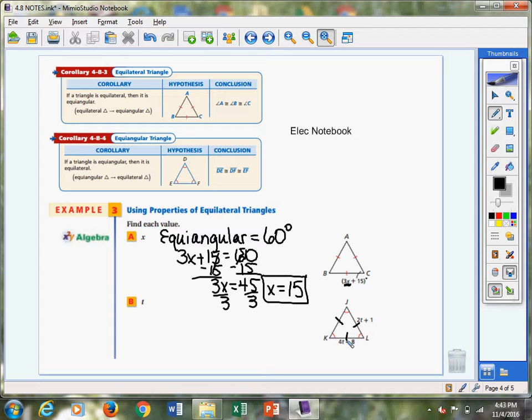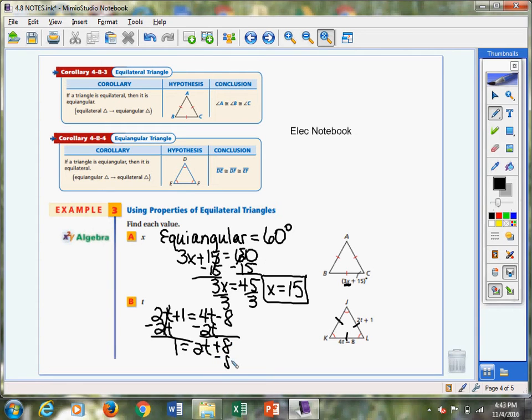That means I can set JL, which is 2t plus 1, equal to KL, which is 4t minus 8. That's what that means. I can use that other corollary and go, hey, that means the sides are equal. So I can set the sides equal to each other. And then I can actually go about solving it. So that's the beauty of knowing these relationships. You can do this, okay?